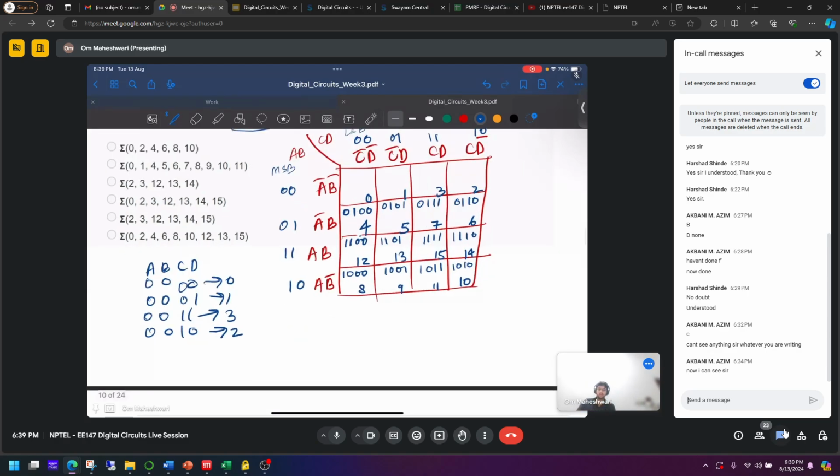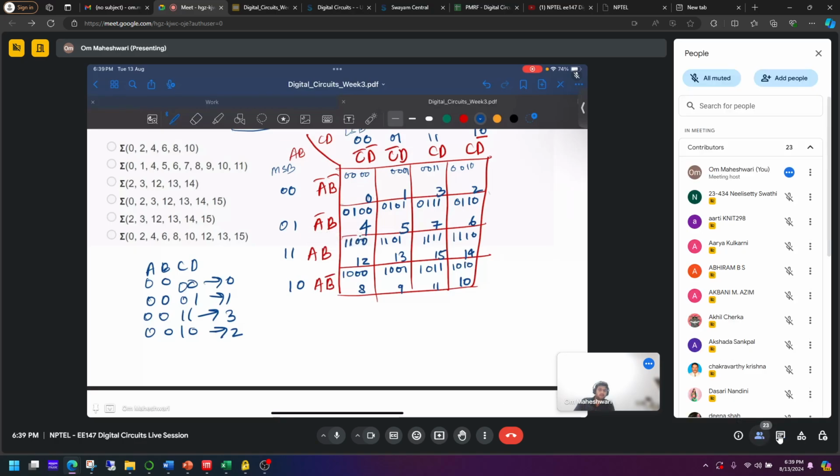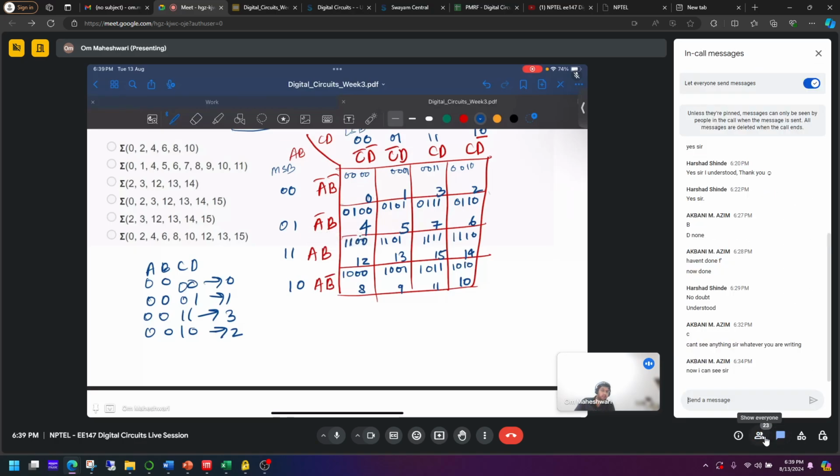Okay, so these are the actual minterm numbers that we see in these answers, right? So is the numbering clear to all, how I have numbered all the boxes? As in, is it clear to you? How do we number these boxes?